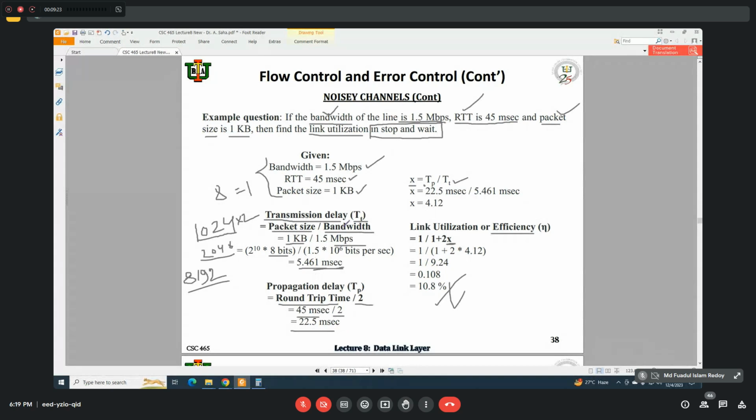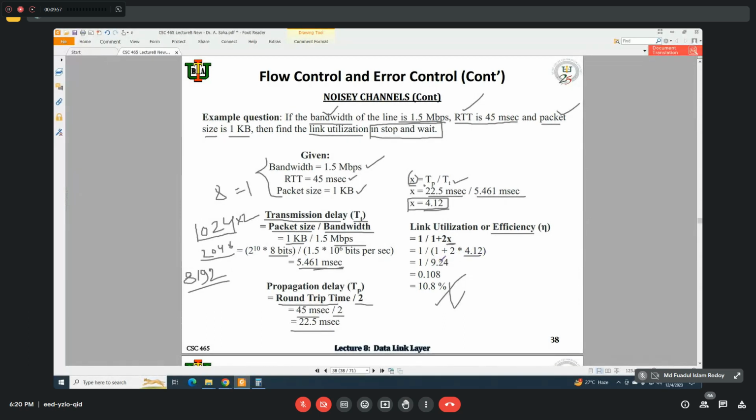So now you have got TT and TP, so you can easily find what the X value is. For TP you found 22.5 milliseconds, divided by the TT you got, 5.461 milliseconds. If you just divide it, you get 4.12. Now the efficiency eta equals 1 divided by 1 plus 2x, so you just put the x value 4.12 and you're getting 8.24.